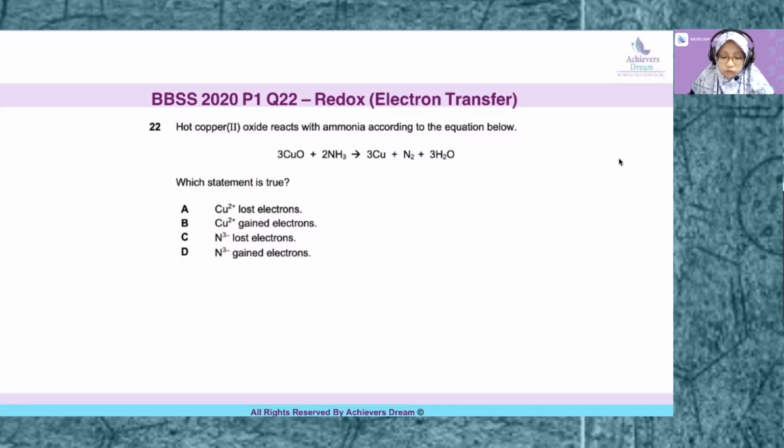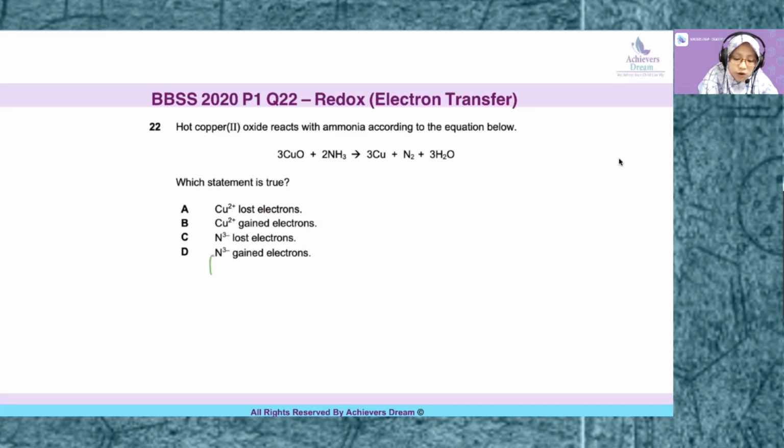Question 22 is actually testing you on redox, and this time around it is about electron transfer. Okay, so let's take a look at the question. Hot copper(II) oxide reacts with ammonia according to the equation below. Which statement is true? What you need to realize, from the options given, is that they give you N3-.